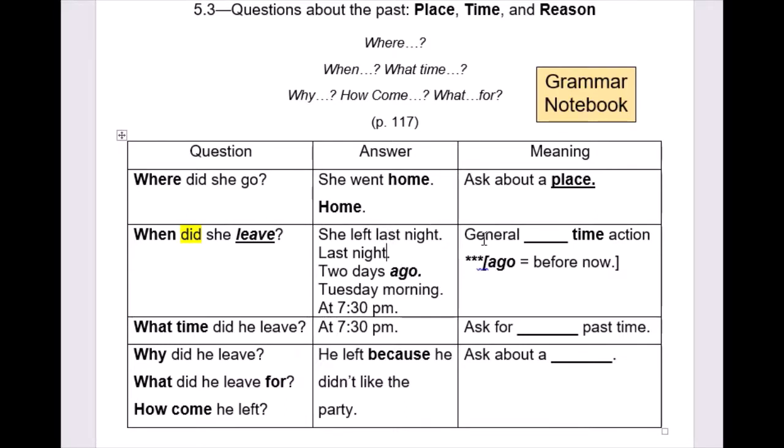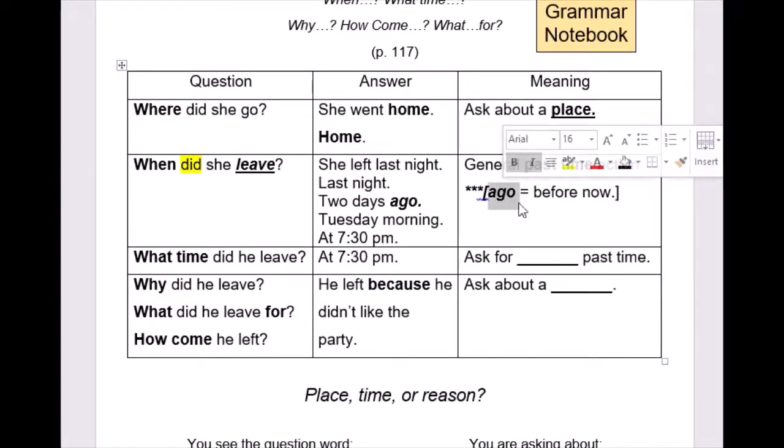So here I have, when did she leave? General action, when? Is it in the present, or is it in the past or the future? When did she leave? General past time action, okay? When you use ago, you're asking about the past, all right?